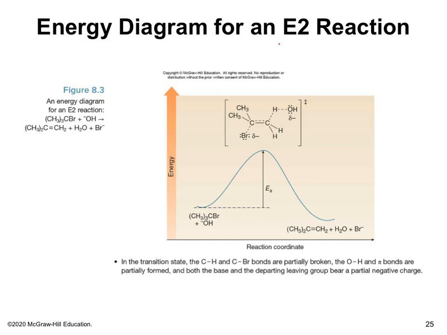Okay, so the reaction energy diagram is going to be very similar to the reaction energy diagram of an SN2. You just have this one peak here. The only thing that would be different is the transition state, where you would see the base forming a dotted line to the beta hydrogen. The bonds being broken and made at the same time are dotted, and this is your leaving group. So the transition state would be different.